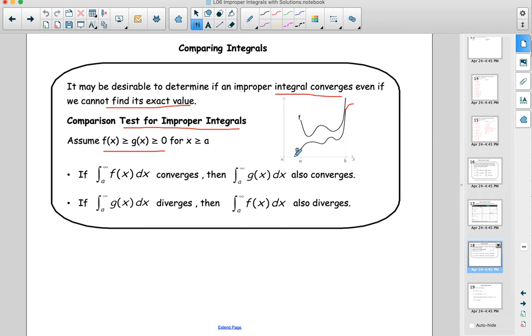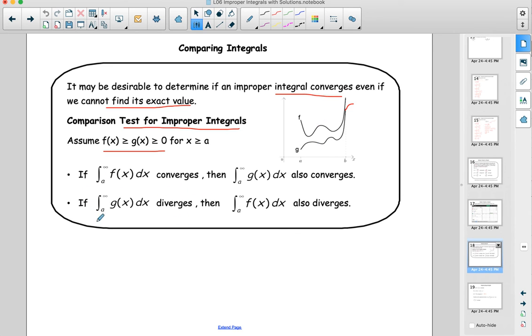If the area between this curve and the x-axis heading out to infinity converges to a finite value, then it makes sense that g of x would also converge, because g of x is below it. That makes sense. If f converges, then g has to converge.